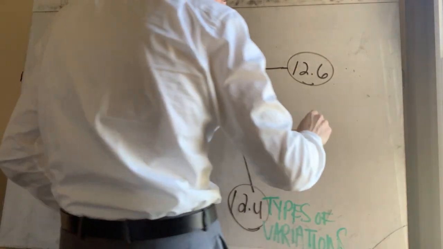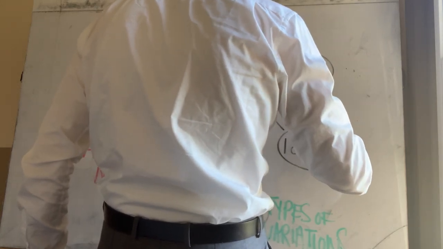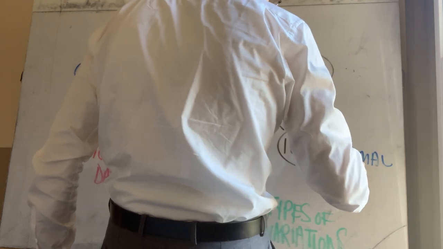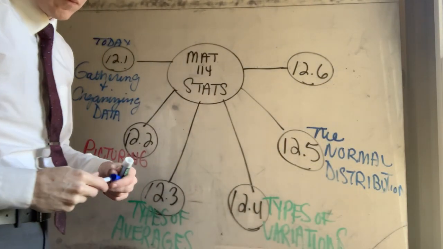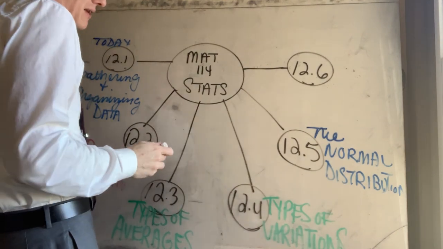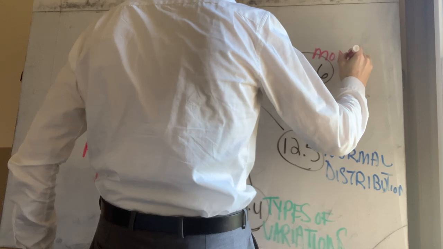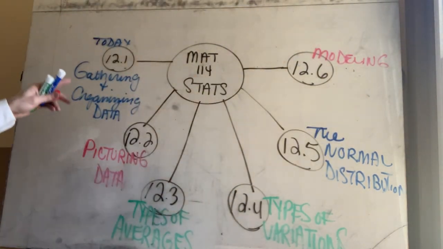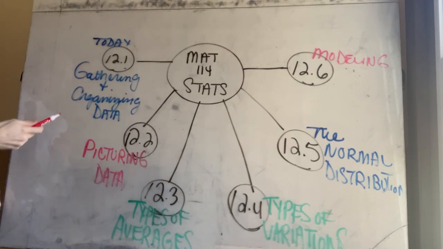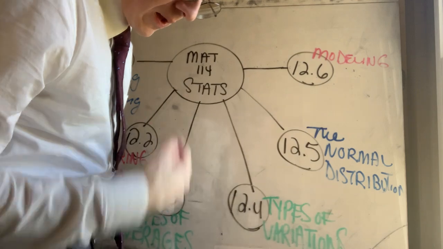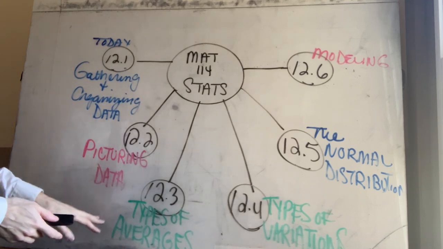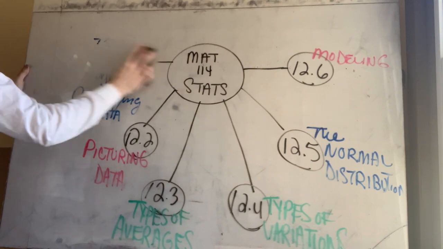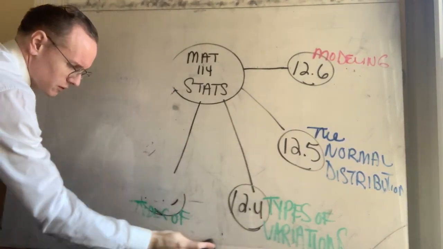12-5 is about the normal distribution. 12-6 is about modeling, writing equations, basically. They're not exactly labeled that way. If you have the textbook, you may go, well, then 12-1 is not called such and such, but these are what they're about, nonetheless. So as I said, we're going to do 12-1 today, and that's it. On Wednesday, we'll be doing 12-2.